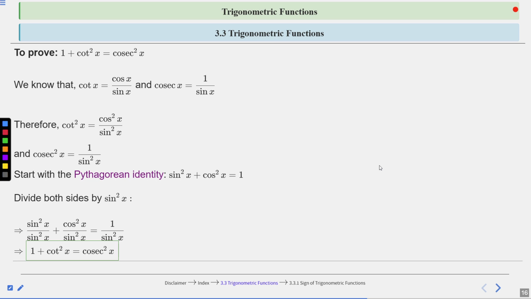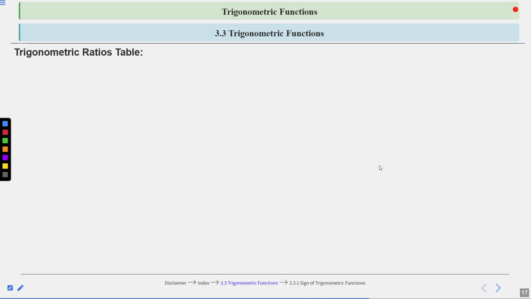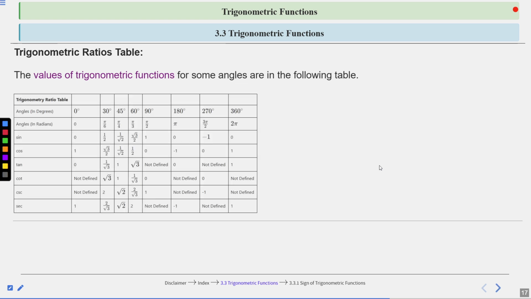Okay. Next is the trigonometric ratios table. The values of trigonometric functions for some angles are in the following table. See this table you have. You need to remember each and every value of this table.